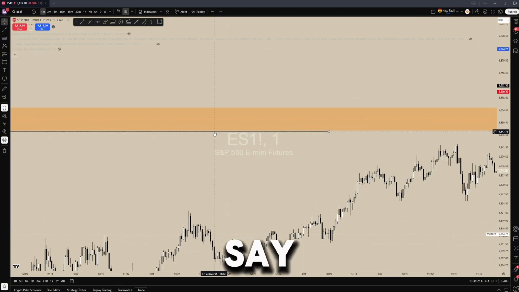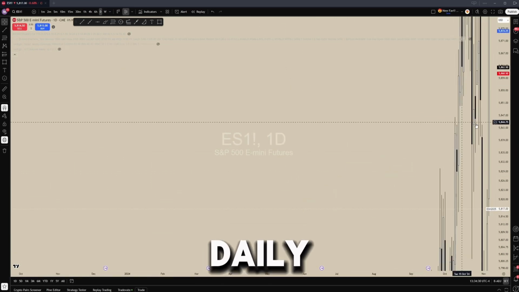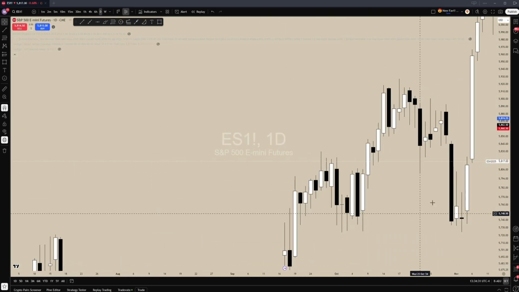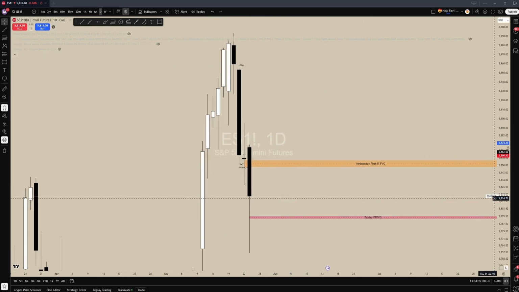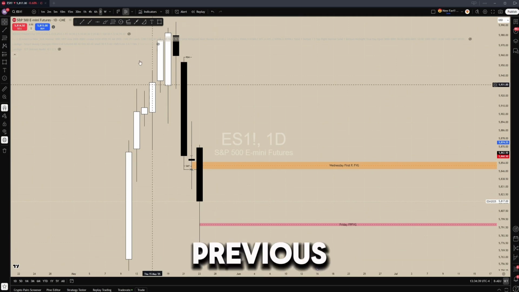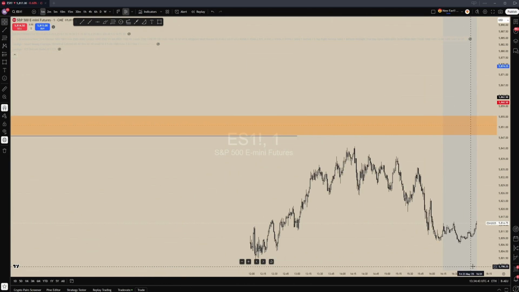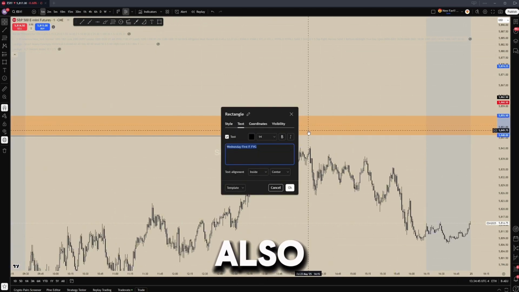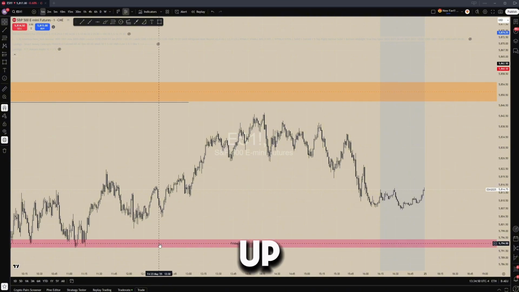Well, one could say, I have this marked out right here, previous day low. We drop into the daily. Let's find it. Price hit some resistance right here at the previous day low. Drop into the 1 minute. This is also Wednesday's first presented fair value gap. Funny how everything kind of lines up, right?